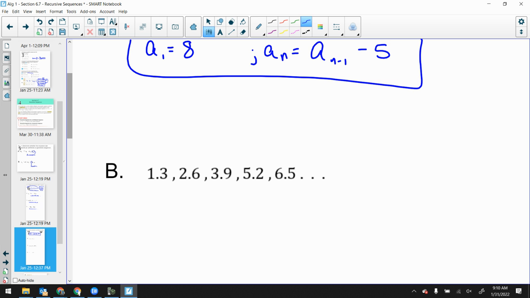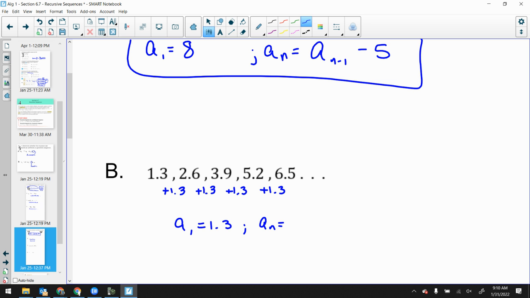Yeah, you might be tempted to say times 2, because look at your first two terms. Isn't 1.3 times 2 2.6? But is 2.6 times 2 3.9? No. So this is not geometric. This is actually arithmetic. I'm adding 1.3, not times by 2. So a sub 1 would be 1.3. So let's write it. A sub 1 is 1.3, semicolon.